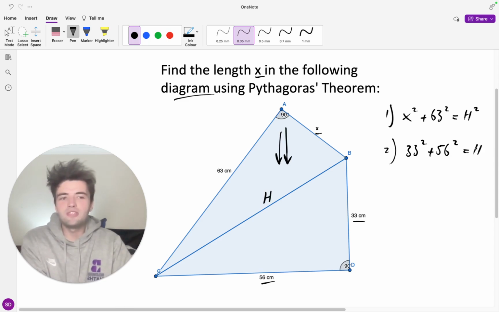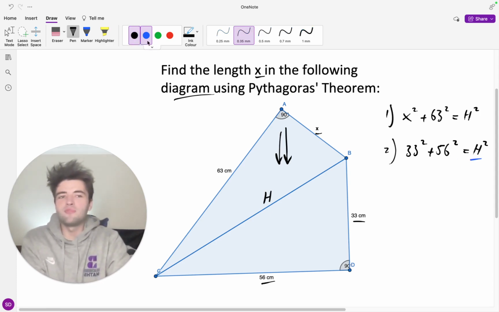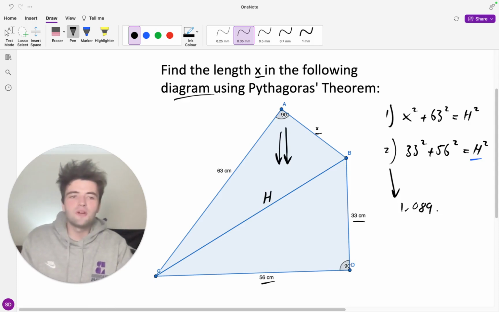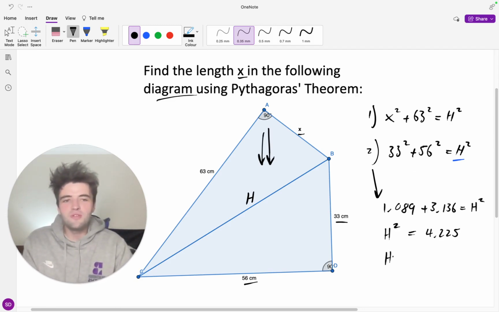And so we're going to have to tackle equation number 2 first, for the simple reason that equation number 2 only has one unknown, and therefore we can actually work with that. So we just need to start simplifying this now. 33 squared is equal to 1089, and then 56 squared is equal to 3136. Now we can add these two numbers together. That gives us that h squared is equal to 4225. And then to find h, we can simply find the square root of this, and that gives us 65. So h is equal to 65 centimeters.